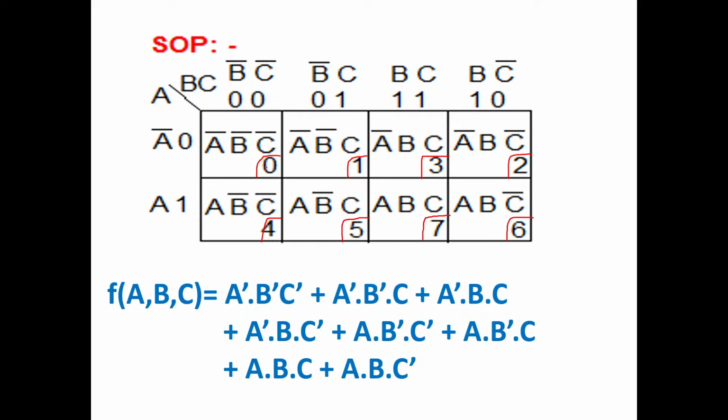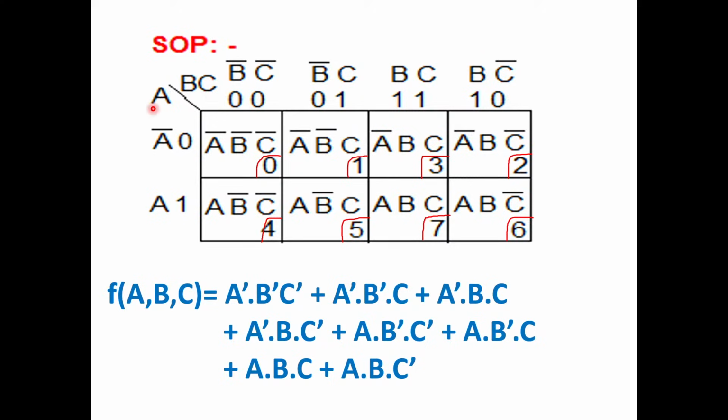So 0, 1, jump one box, write 2, come back, write 3. Next, go to the next row, 4, 5, and jump one box, 6 and come back. 0, 1, jump, 2, come back, 3. Go to the next row, 4, 5, jump, write 6, come back and write 7. So 0 to 7.